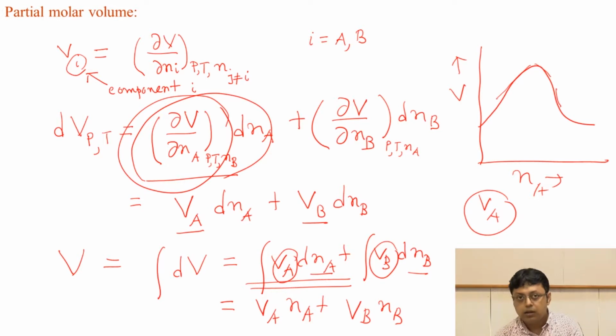Now the next question: since we are doing all these experiments at constant pressure and temperature, what happens to the Gibbs free energy? Gibbs free energy is a natural choice to look at, and from there we can calculate the conditions under which these two liquids will spontaneously mix or not.